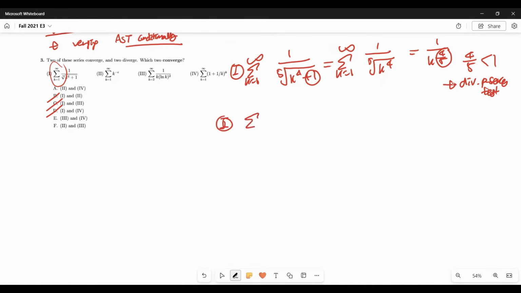So it's going to be 2, the sum from k equals 1 to infinity of k to the negative e. So this is the same as 1 over k to the e power, and e is around 2.7, and this is greater than 1. So it's going to be converging by the p-series test.